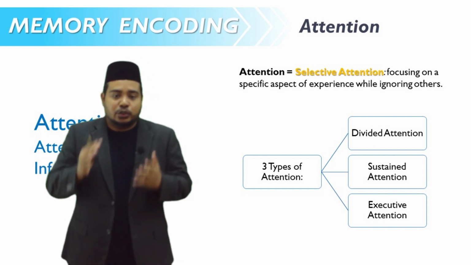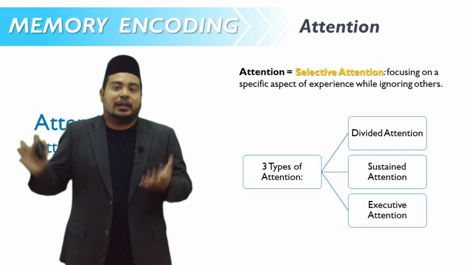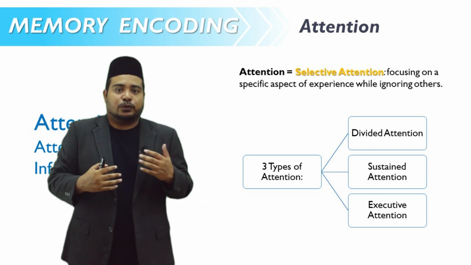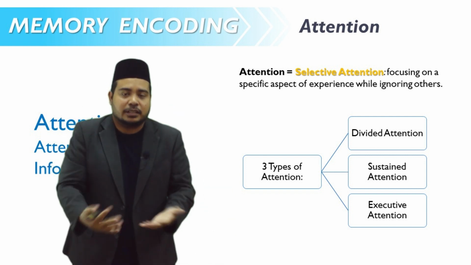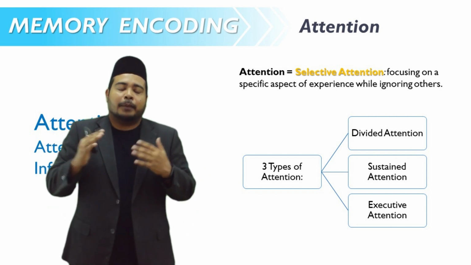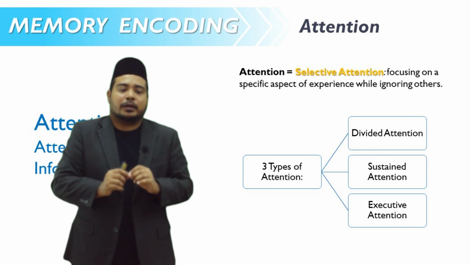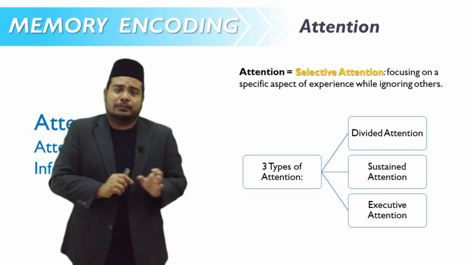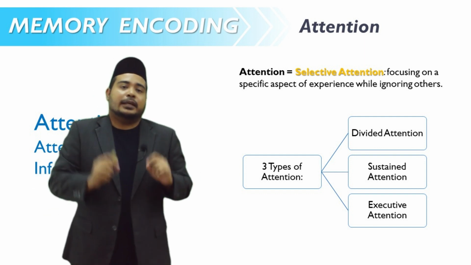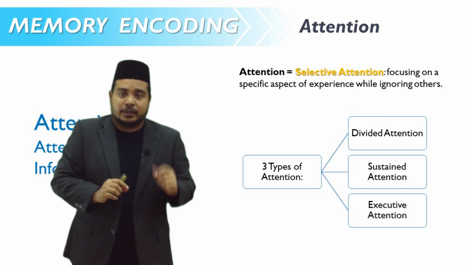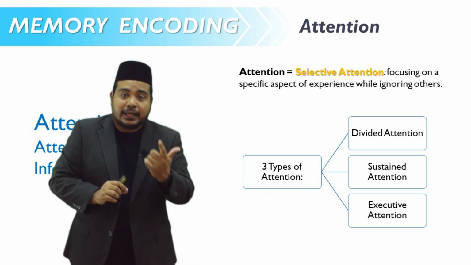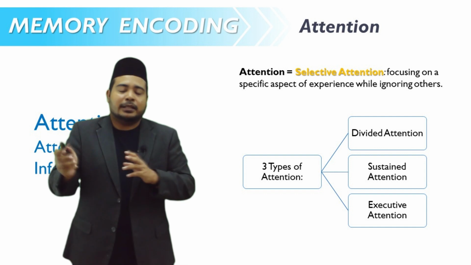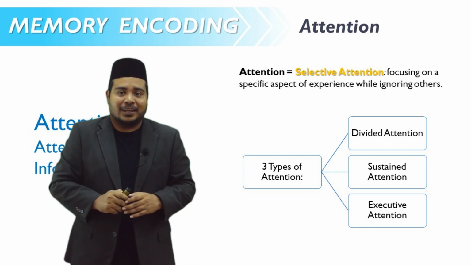So it shows that when a lot of information is available, the voice of your friends, the vibrations from your phone, and my voice, my picture, the situation in the classroom, you are able to pay attention, to perform selective attention. In selective attention, there are three types of attention: divided attention, sustained attention, and executive attention. Let's look one by one at the differences between these three types.